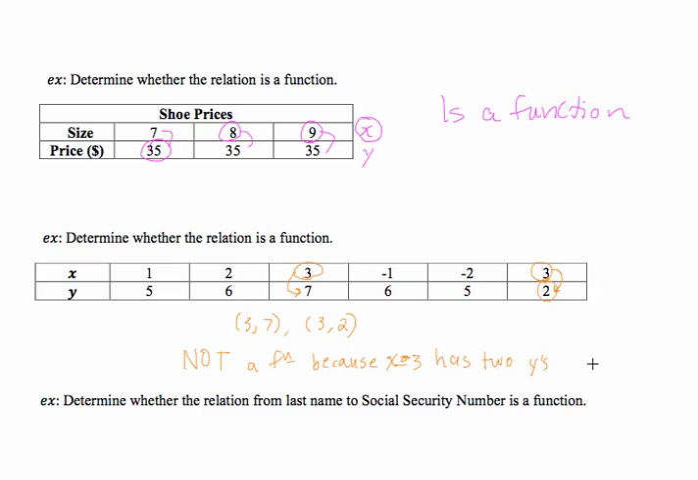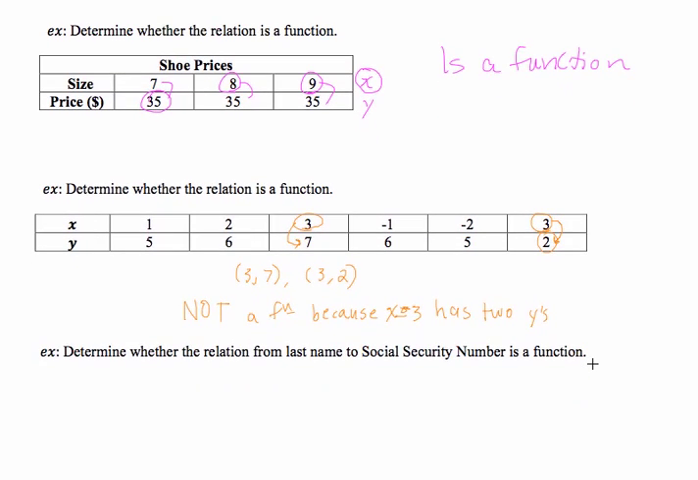Okay, and then here's a more practical relation. The relation from last name, so that's our x's, to social security number. So are there any last names that have more than one social security number? And of course the answer is yes. Just think of a common last name, maybe Jones or something. Jones is going to have multiple different social security numbers, one for each person with the last name of Jones. Right, so as you can see, this is definitely not a function.